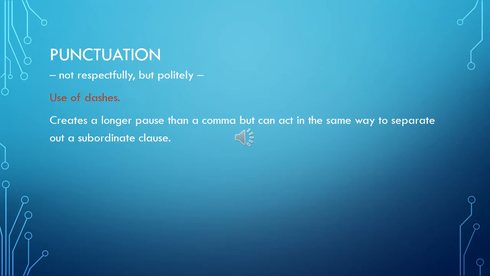So the first thing we're going to do is look at some of the punctuation that was used in the article. And the first thing that I saw, that wasn't something that you would automatically know exactly how to use, were dashes. So you can see here an example of how she used dashes in the piece of writing. The purpose of dashes is that they create a longer pause than a comma, but they can act in exactly the same way to separate out a subordinate clause. So you could just use them to add a little bit of extra emphasis to the point that you're making that might be within commas.